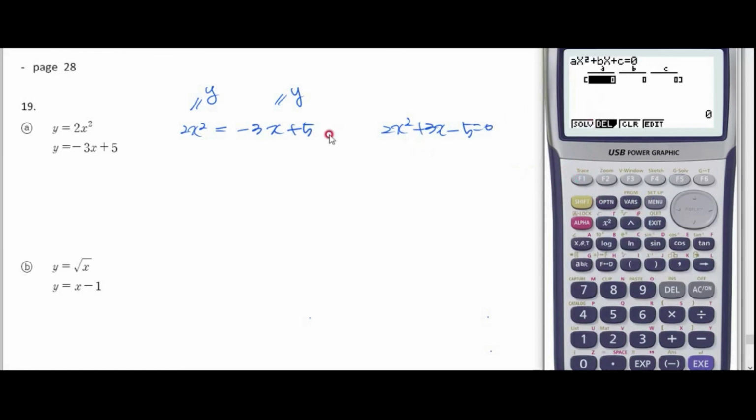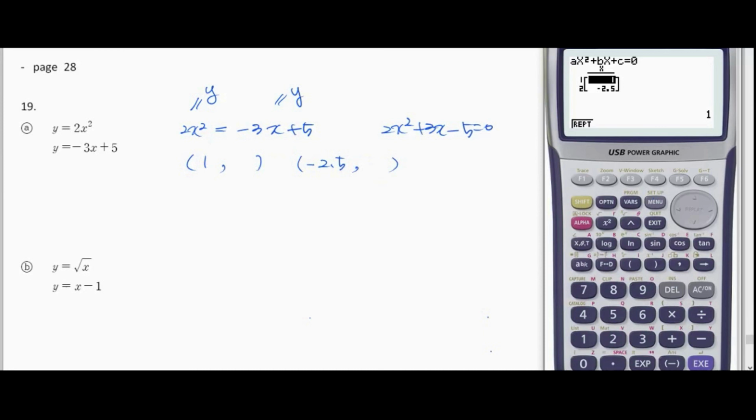And a is the coefficient of x squared, so this will be 2 right here. And b is the coefficient of this x, that's 3. And finally c is the constant, which is 5 right here, but we should write negative 5. And then, let's press solve here. It gives us these numbers. x is 1, or it can be negative 2.5. So let's write this as ordered pairs. Then there is a possible 1 comma something, and negative 2.5 comma something.